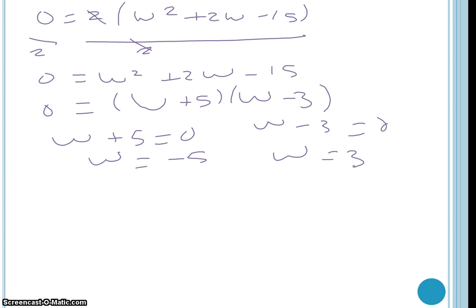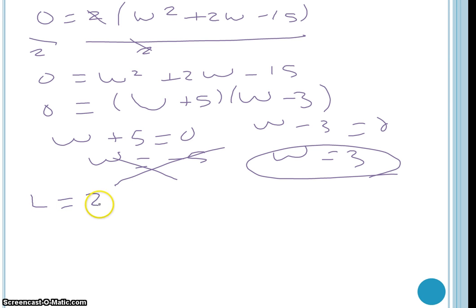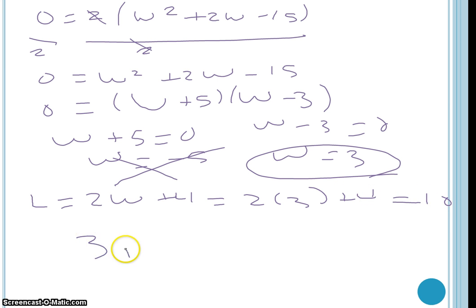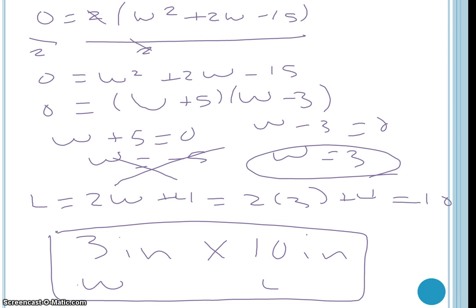Now, this is talking about the length and the width of the canvas, so we clearly can't have a negative width. So I know that w is going to equal 3. The question asks, what should the dimensions of the canvas be? Well, I found the width, so now I have to find the length. So I know the length is 2w plus 4, so 2 times 3 plus 4, which is 10. So the dimensions are 3 inches by 10 inches for our width and our length. And that would be our answer. And that would be all.